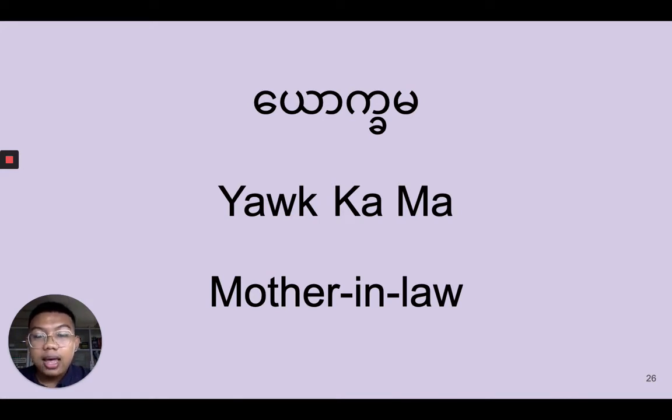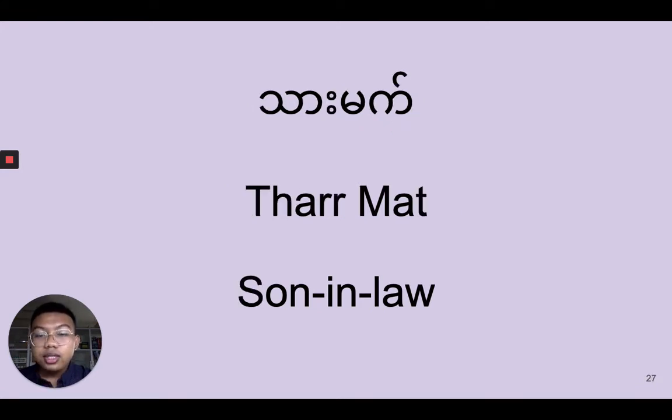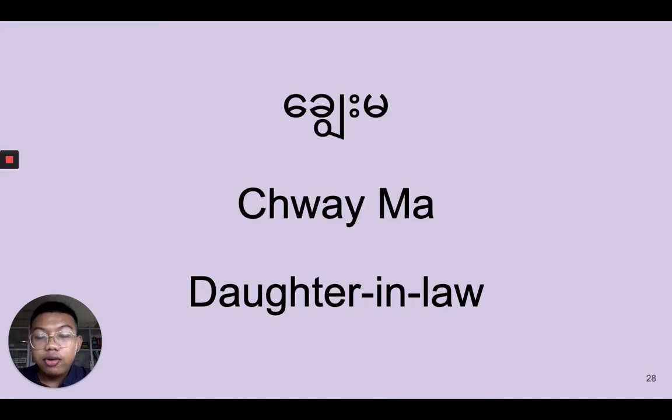Son-in-law is ta ma. When we write it, we write it one way, but when we say it, it is ta ma for son-in-law. For daughter-in-law, chui ma. You see the female identity ma, right? So if you see ma like this, you can guess it's a female identity.